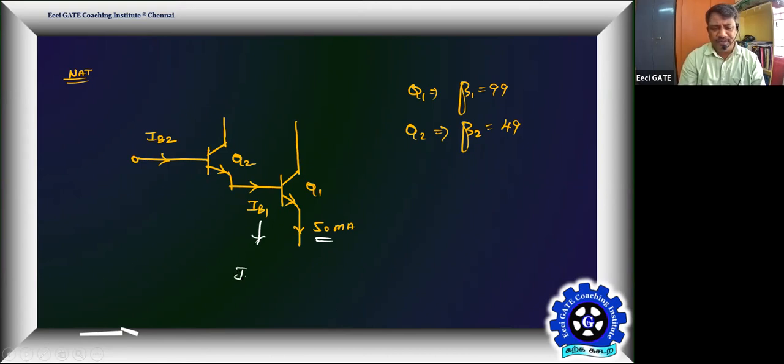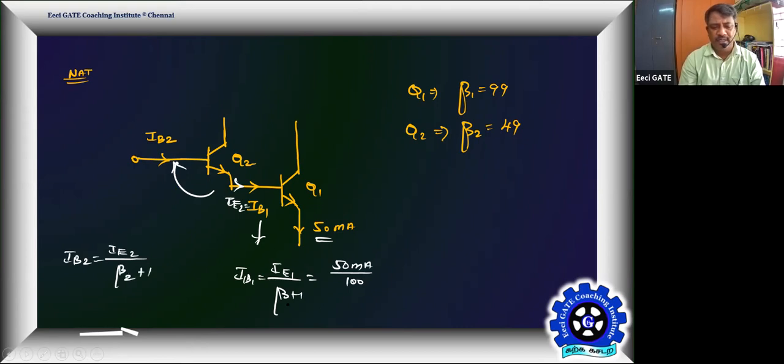We know IB1 is IE1 divided by beta plus 1. What is the beta of Q1? Given 99. So it is going to be 50 milliamps divided by 100. That's your IB1. That is also your current in Q2, that is equal to IE2, so again reflected to the base. Then IB2 is equal to IE2 divided by its beta plus 1, here beta 2 plus 1. And IE2 is the same as your IB1. So I can say IB1 divided by beta 2 plus 1.